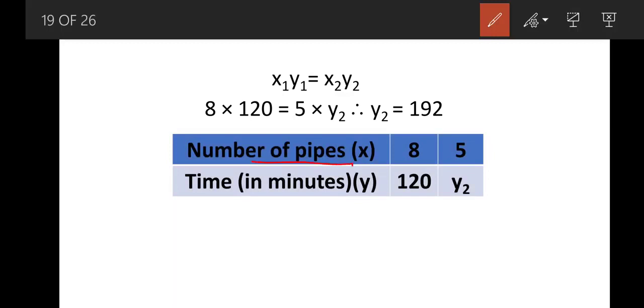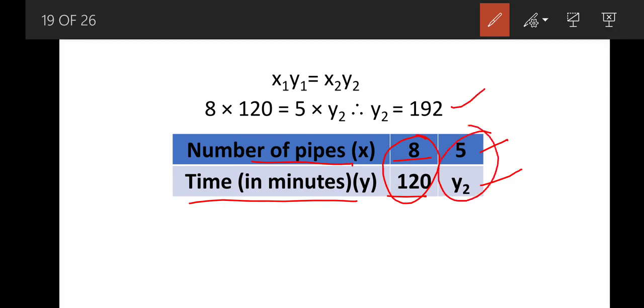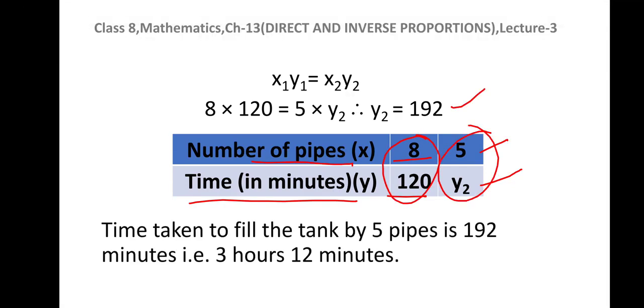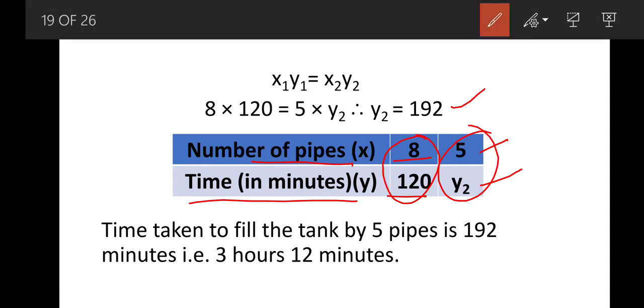Like number of pipes is x, time in minutes is y. This is x1, this is y1. This is x2 and this is y2. So 8 into 120 is equal to 5 into y2. You will be able to get this 192 minutes. You are getting the answer in minutes. It is up to you. You can convert it into hours also, or you can leave it like this also. So I have converted it into hours. 192 minutes I have converted into 3 hours 12 minutes. I hope you all know how to convert minutes into hours.